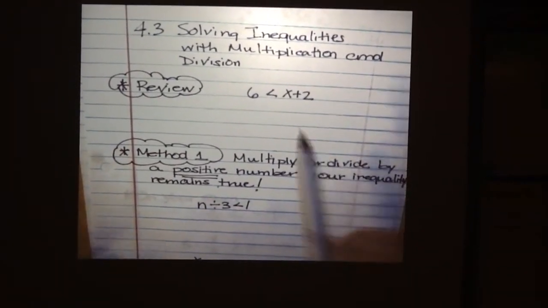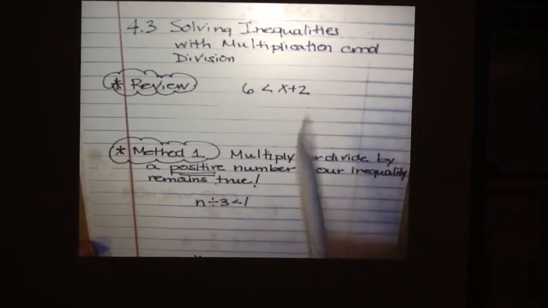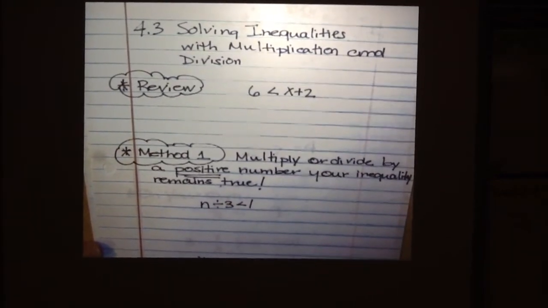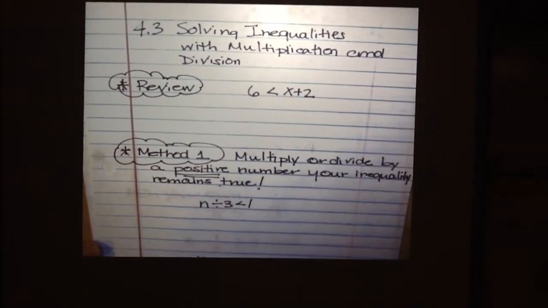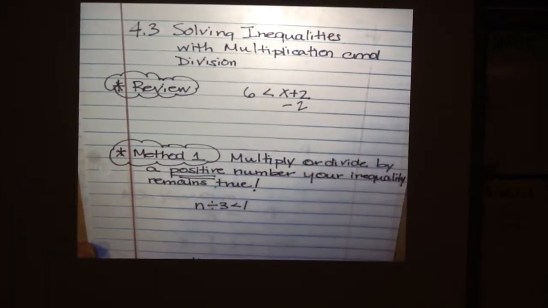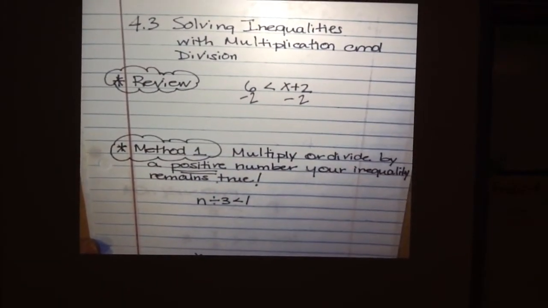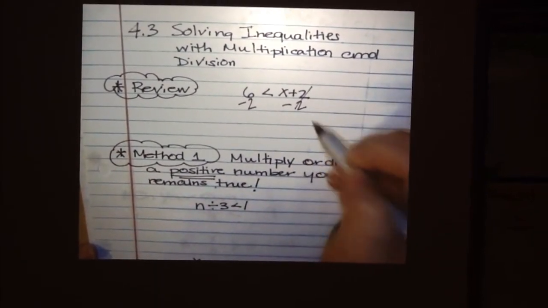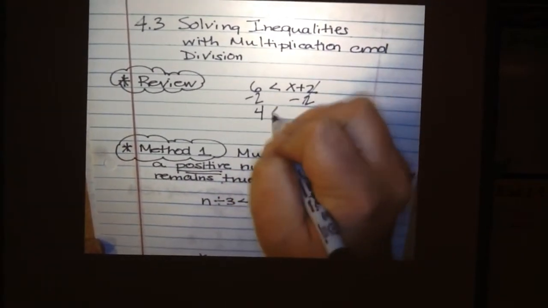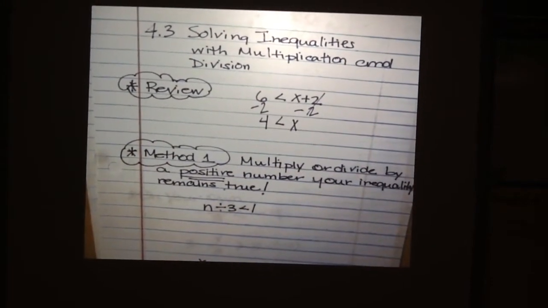So your review problem, 6 is less than x plus 2. Okay, so this problem has addition in it. We need to do the opposite of addition, which is subtraction. So we are going to be subtracting 2. What we do to one side, we have to do to the other side. So our 2's are going to cancel out. 6 minus 2 gives us 4, our sign, and we still have our x. So we have 4 is less than x.